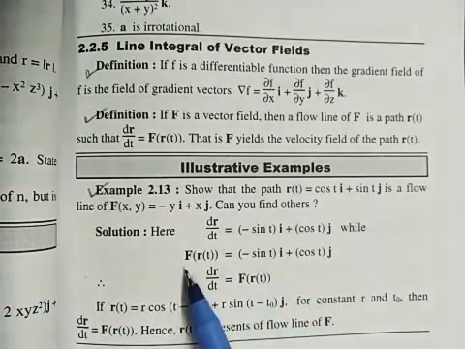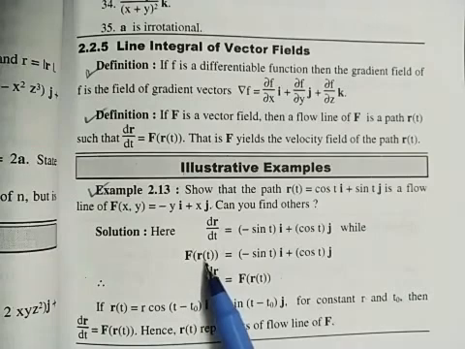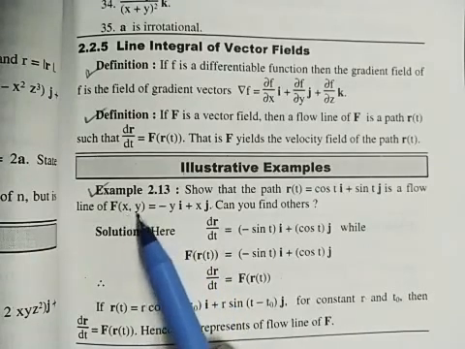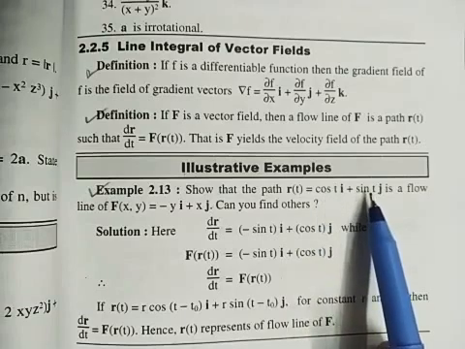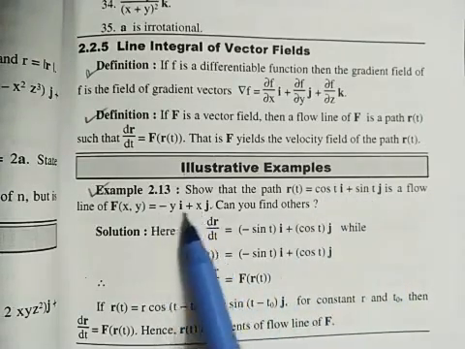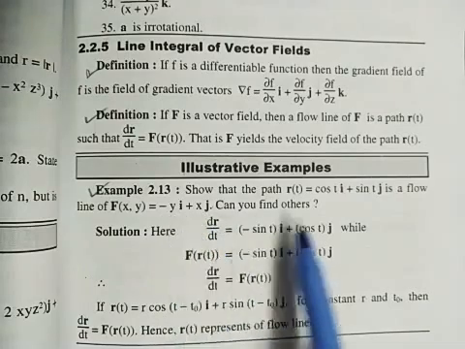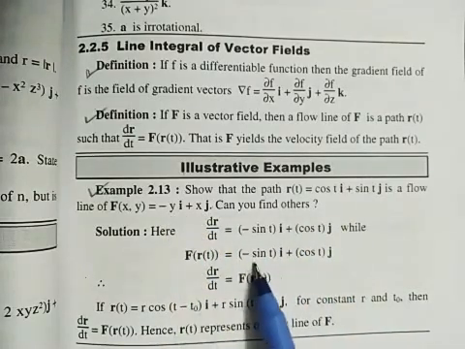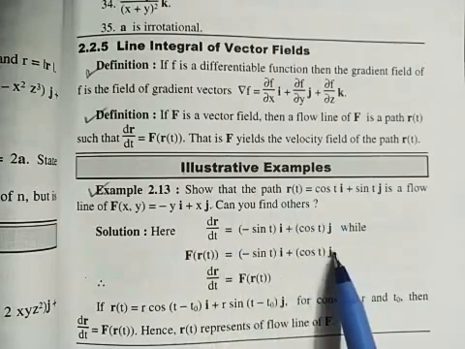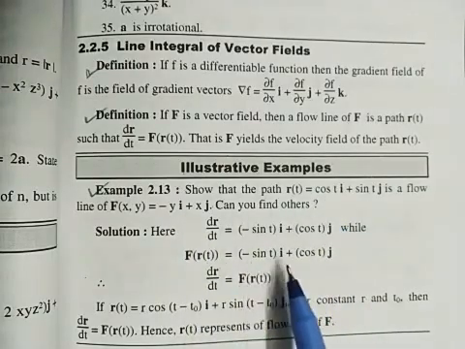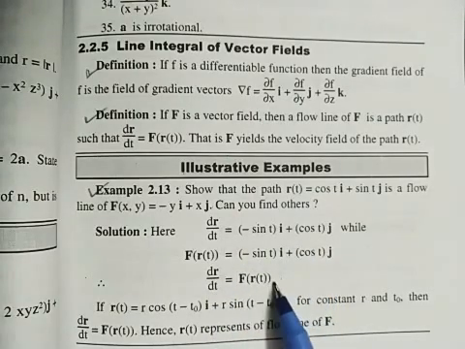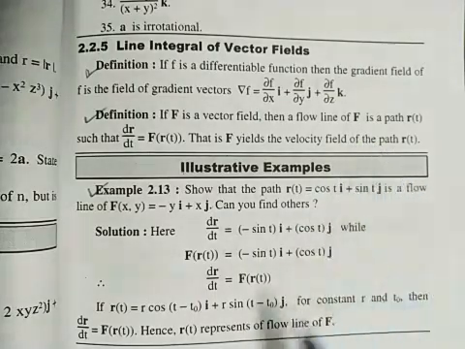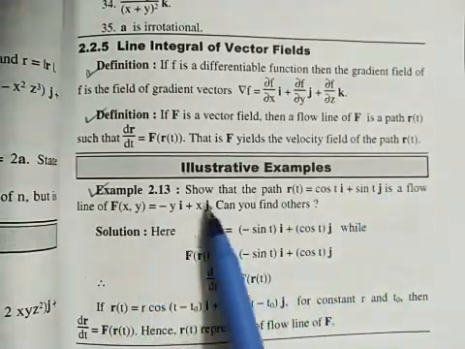What will be F of r(t)? F of r(t) means F(x,y), where we put r(t). If we compare with x i plus y j, x is cos t and y is sin t. So we put the values of x and y here. y is sin t, so minus sin t i plus x is cos t, so cos t j. So F of r(t) is minus sin t i plus cos t j. Both sides are equal. We get dr/dt equal to F of r(t), which means by this definition this path is a flow line of this F.